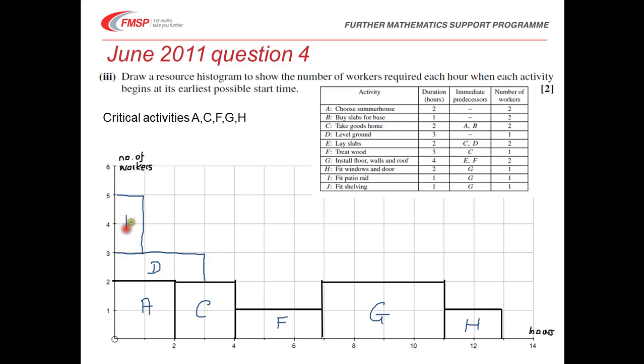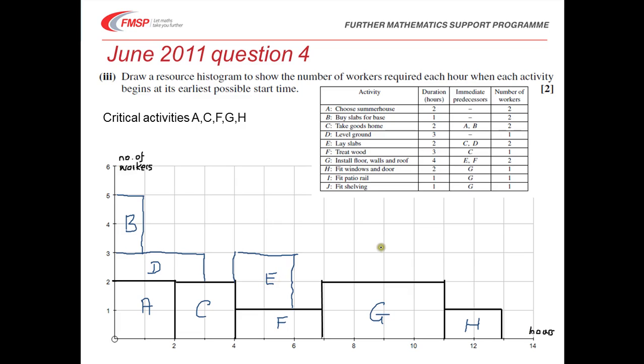So I don't have the benefit of a ruler, you will. So we've now got A, B, C, D. We've got E to do. Now E has got to be done after C and D, so it can't start till here. And that E has 2 workers for 2 hours. So we can put that in there. Oops. So that is that.